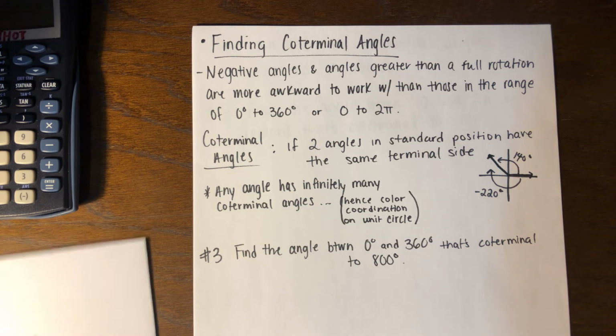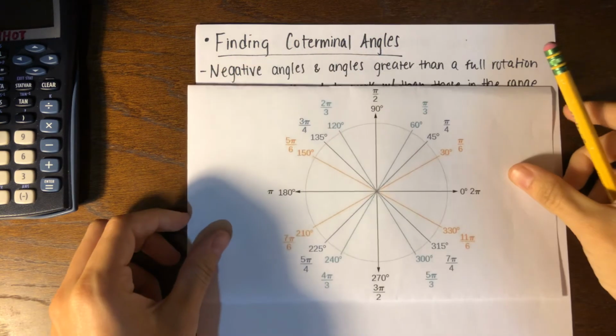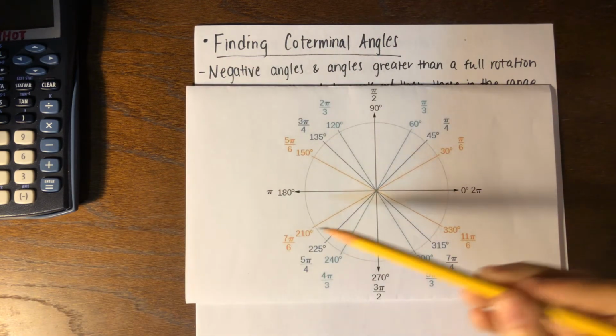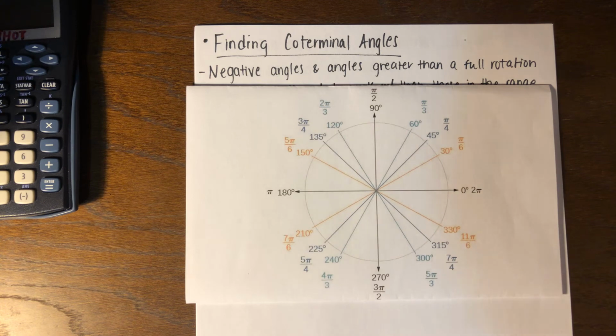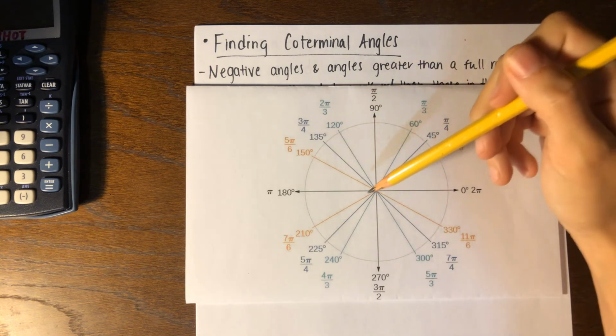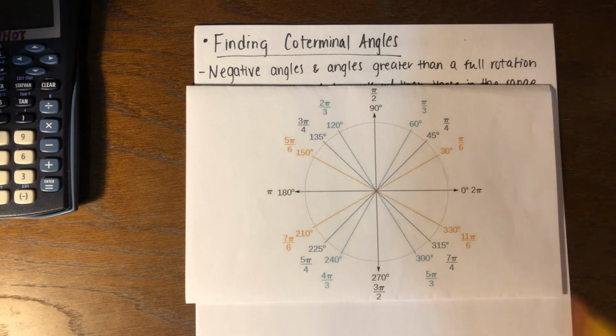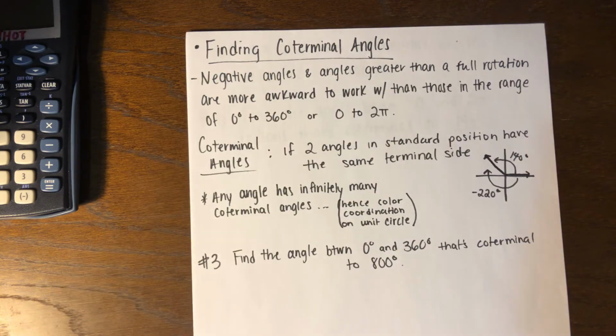That's why there's a color coordination on the unit circle. Okay, so all the orange ones are coterminal angles. All these dark ones, it's actually a purple, okay? They're coterminal angles. These green ones, they are coterminal angles, okay? I just want you guys to recognize that.